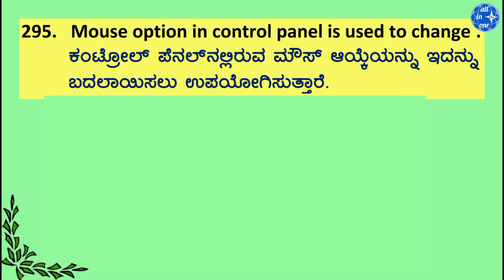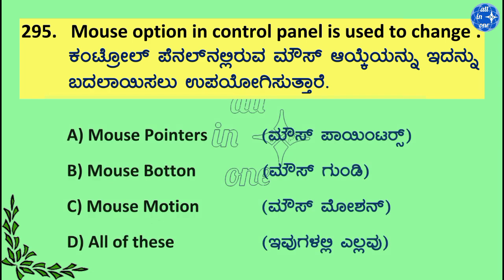Question: mouse option in control panel is used to change. Option: mouse pointers, mouse button, mouse motion and all of these. Right answer is all of these.